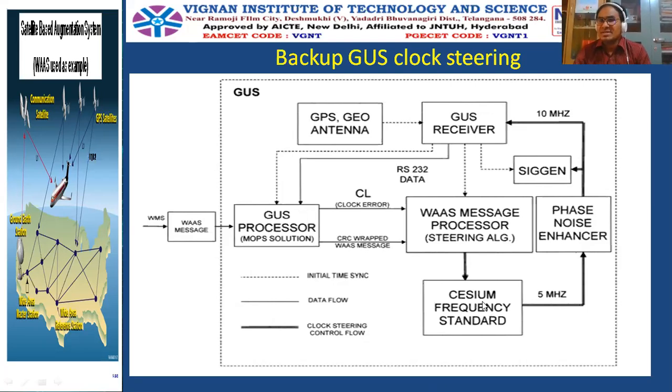So the cesium frequency standard is like a clock. Frequency increases, frequency decreases, and it will produce an output of 5 megahertz, and that will be input to the phase noise enhancer, which will double the frequency from 5 to 10, and that will be given to the GUS receiver. That also will be given to the signal generator.